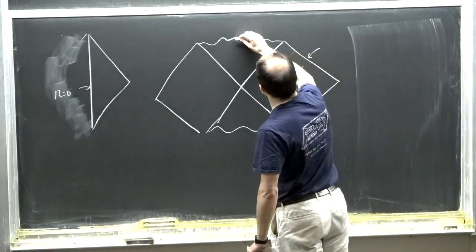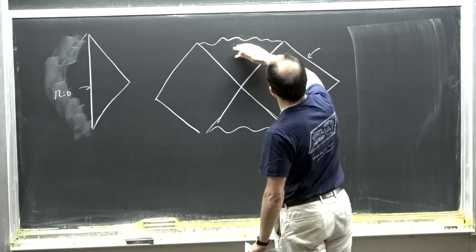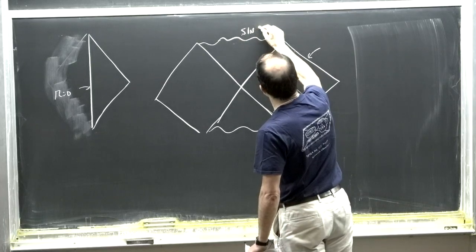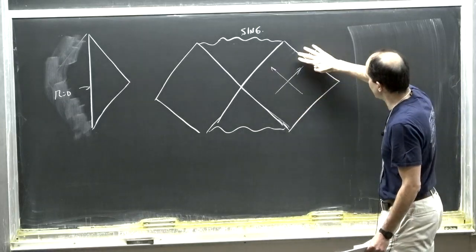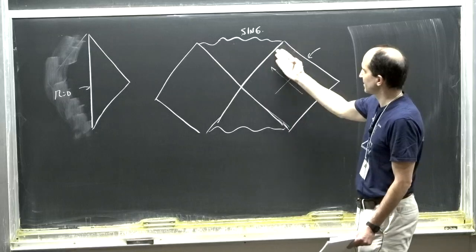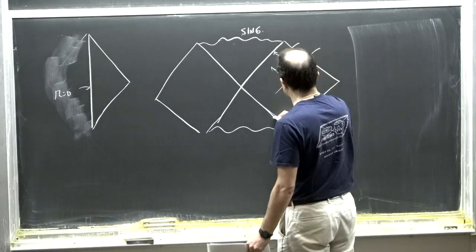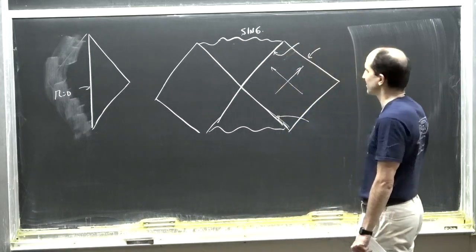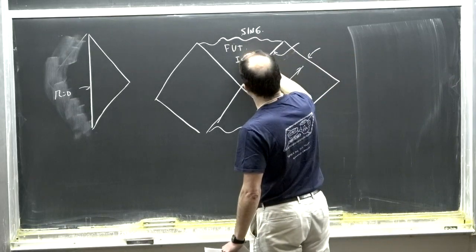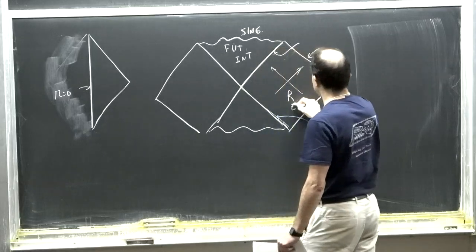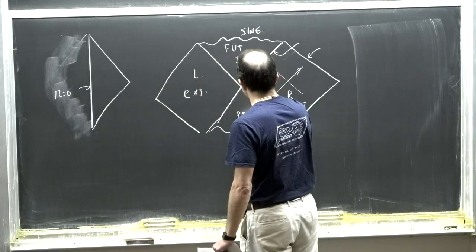In this region, the sphere goes to zero size, but in a way that makes the space-time curvature diverge. So this we call the singularity. This region far away looks like flat space. And this is what we call the future black hole horizon, or sometimes just the black hole horizon. And this is the past horizon, sometimes called the white hole horizon. We like to call this the future interior, and this is the right exterior. This is the left exterior, and this is the past interior.